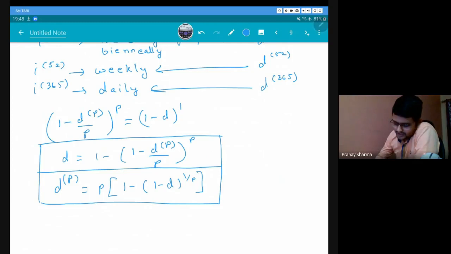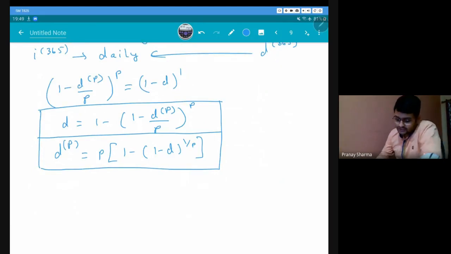This is our nominal rate of discount. This is our effective rate of discount per annum. So whenever we write D, whenever we write I, we are talking about effective per annum. Whenever we talk about DP or IP, we are talking about nominal rate of interest, but that is also represented per annum. I'll give you a few relationships. We know how to convert our I into D and D into I. So I'll give you a few homework problems.